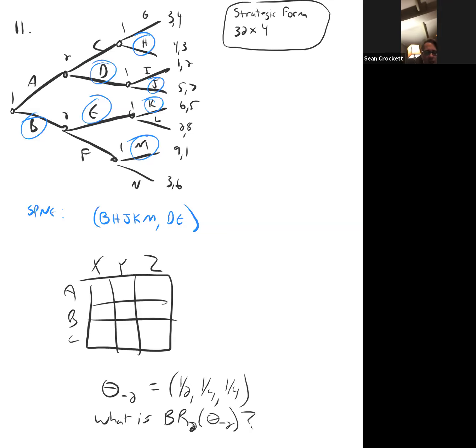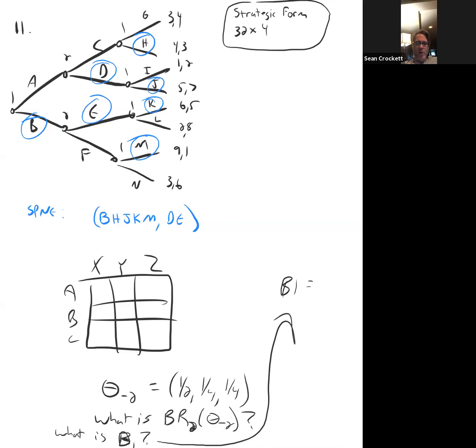I could also ask, what is B1, for example? B1 is the set of all best responses to all possible beliefs. We know that in a two-player finite game, B1 and UD1 are the same sets. There's always an equivalence between those two concepts.